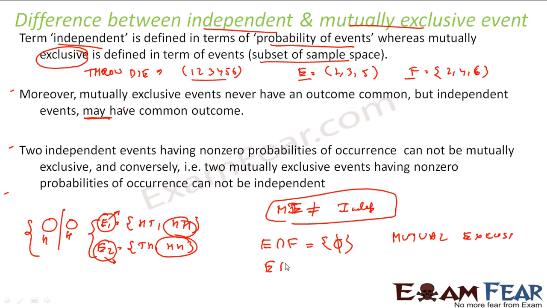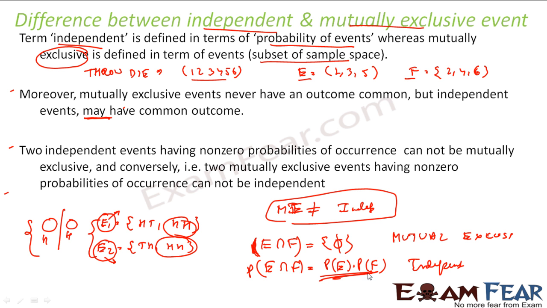But if E and F are independent events, this is nothing but probability of E and F. If E and F are independent, this becomes probability of E into probability of F, right? So probability of E and F is nothing but probability of E into probability of F for independent events.